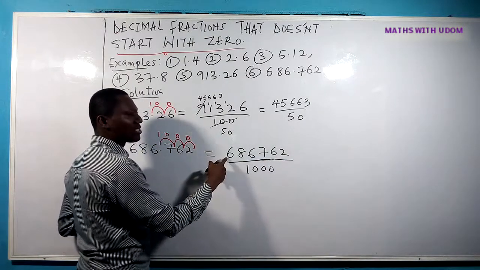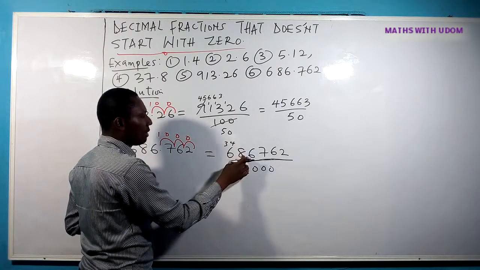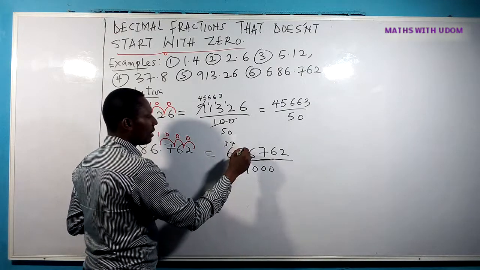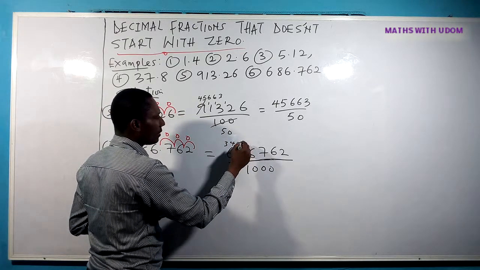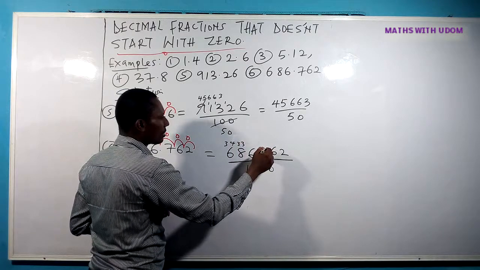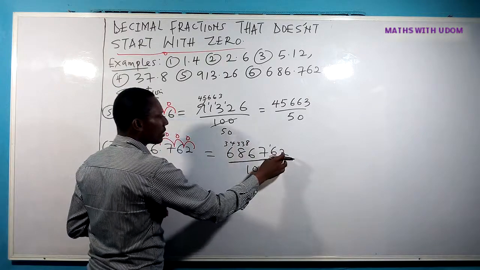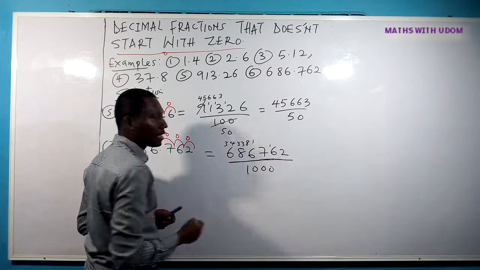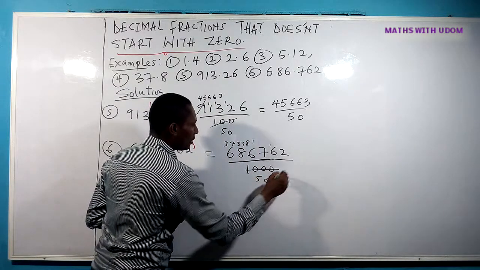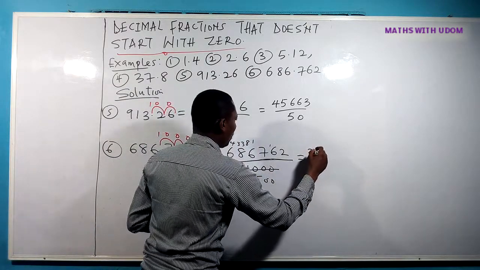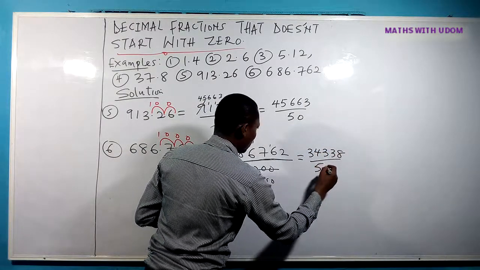How many 2 can go in 6? 3. How many 2 in 8? 4. How many 2 can go in 6? 3. How many 2 can go in 7? 3. Remainder what? Remainder 1. How many 2 can go in 16? 8. And how many 2 can go in 2? 1. Okay? Divided by what? 500. So finally we have 34338 divided by what? 500.